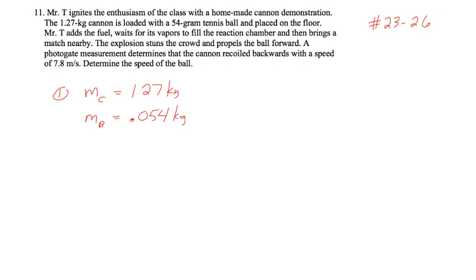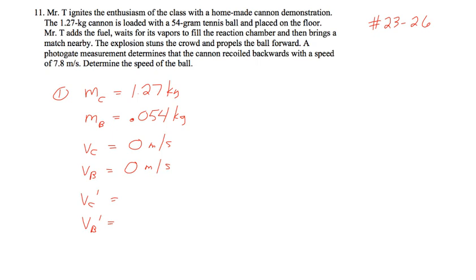The velocity of the cannon to begin with and the velocity of the ball to begin with, before the explosion, are what? Before the explosion, they're both zero, right? Neither one is moving. So we're going to have 0 meters per second for both the cannon and the ball. And then after, we have the velocity of the cannon after and the velocity of the ball after. So they're going to have to give me one of those, and I'll be solving for the other.